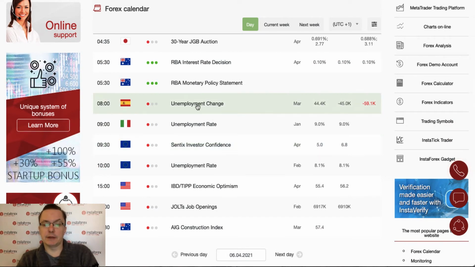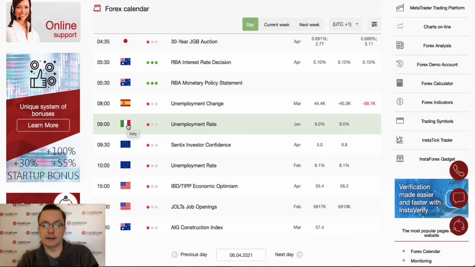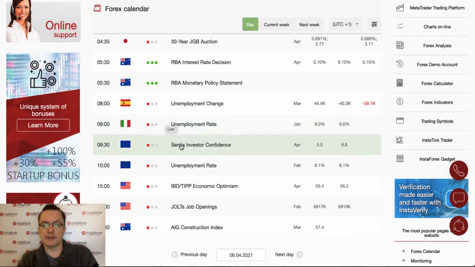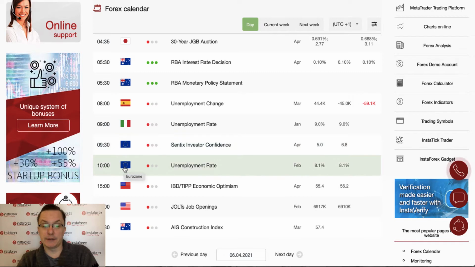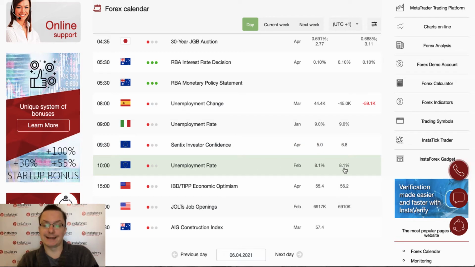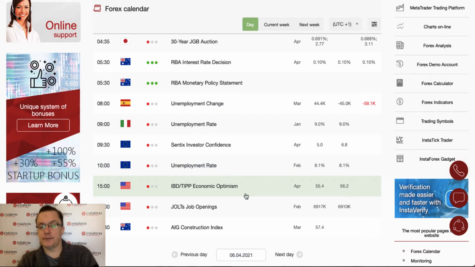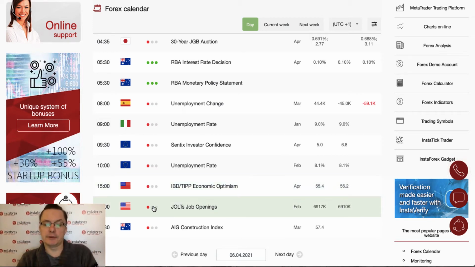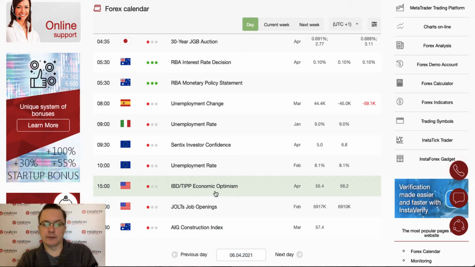Some data from the labor market during the London session are scheduled for release from various European countries, Spain, Italy, and the other countries. We got investor confidence data and unemployment rate scheduled for release at 9:30 and 10 o'clock respectively, both from the Eurozone. As you can see, the unemployment rate is expected to stay at the same level. And during the New York session, not many data are scheduled for release. We got not really important data during the New York session, so we will not take a look at this.